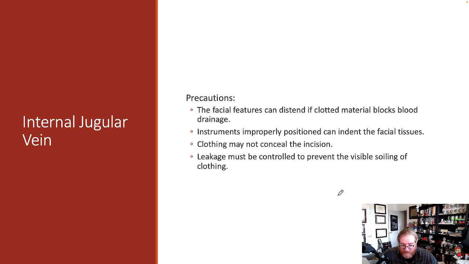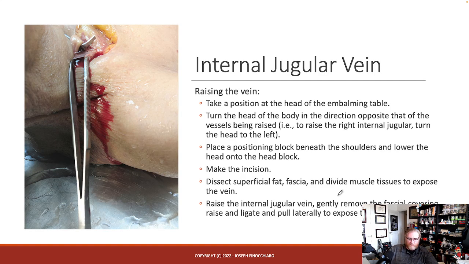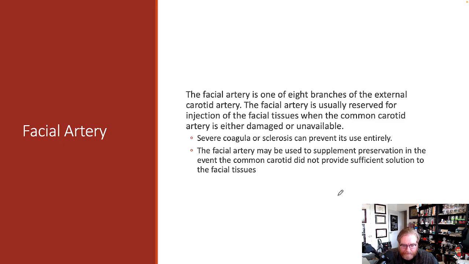What's the bad thing? If you block your right internal jugular, your face is going to swell horribly. Instruments improperly positioned, again, can mark the face. Clothing may not conceal the incision. The same negatives for an artery in the location are always going to be the same negatives for the vein. The important thing here with the vein is if it clogs, your face is going to swell. Also, if your face is swelling and you're not draining from a jugular, you might want to do that. So, how do you raise the vein? You copy and paste everything you did for the artery.